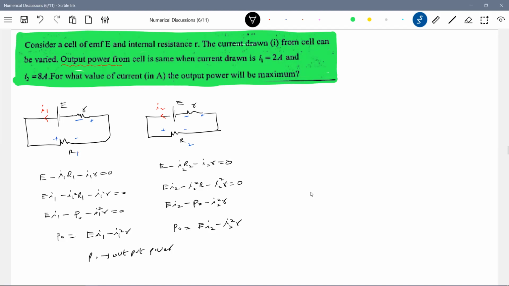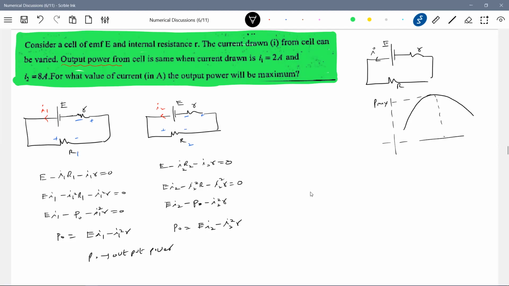When will the power be maximum? In general, for a circuit, we'll take it like this. Some current will flow. I think the power will be maximum when the load resistance becomes equal to the internal resistance. This is the maximum power, no? When the load resistance becomes equal to the internal resistance.